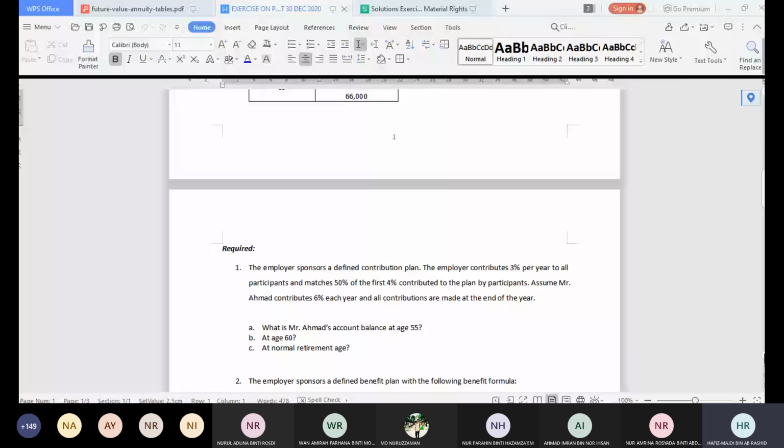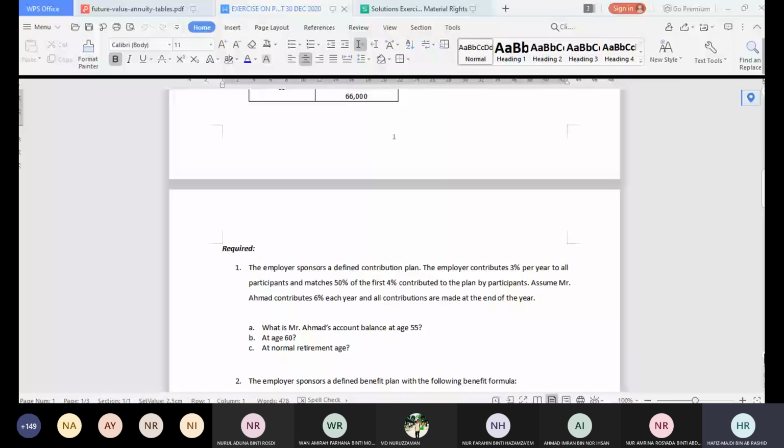So if you assume Mr. Ahmad contributes 6% per year, of course 6% is higher than 4%. The employer will add 2% more, because 50% of 4% is 2%. So the employer will contribute 3%, and then add another percentage by matching 50% of the first 4%. Since Mr. Ahmad contributes more than 6%, the employer will match an additional 2%.